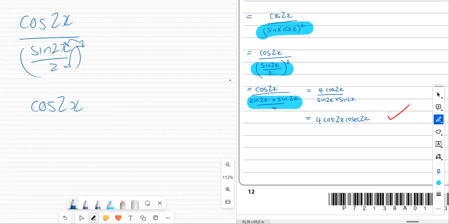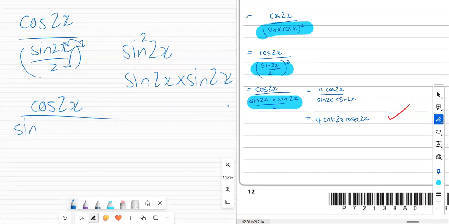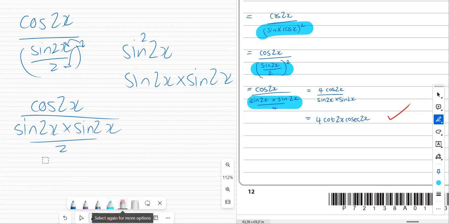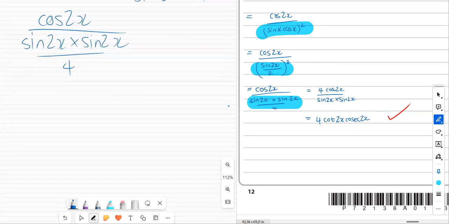So cos 2x is over sine 2x, but there's just 2 of them. Okay. So this is just what I'm doing here. So we end up with sine 2x times sine 2x over 2. So, oops, not 2. So this times the 2 to the power of 2 is 4. Now we are so close.